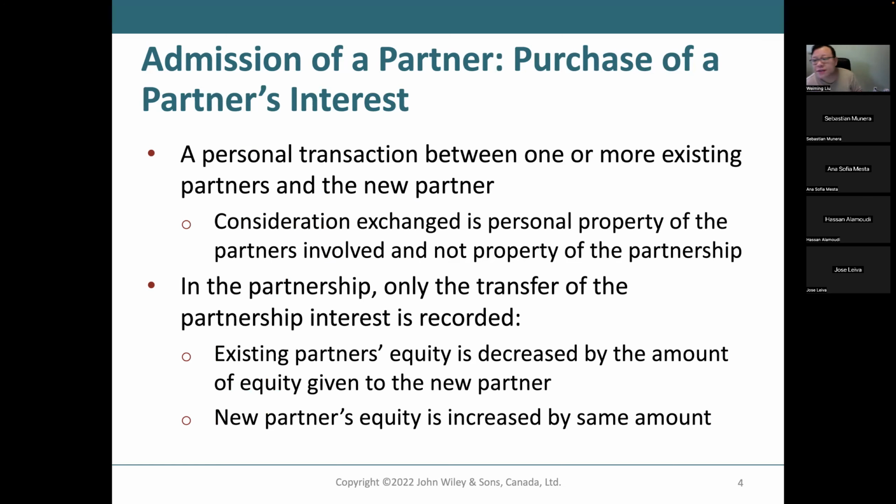So you could purchase from retiring partners. Some partners decide to leave the partnership, and you could buy their interest. Or you can buy from maybe two partners who want to retire, right? It doesn't have to be one-on-one. It could be multiple partners.